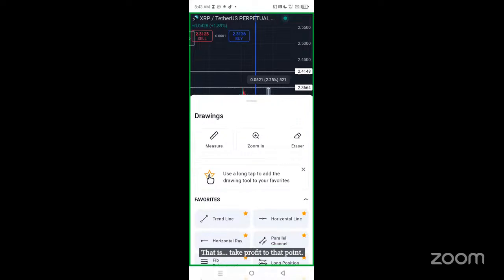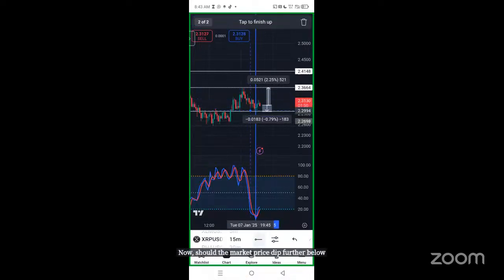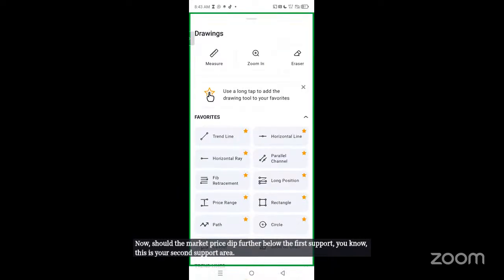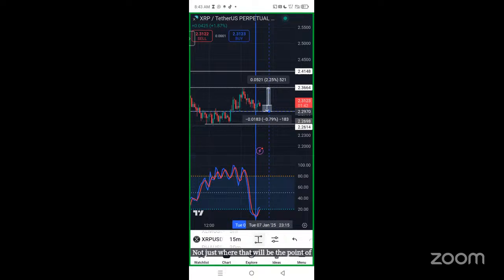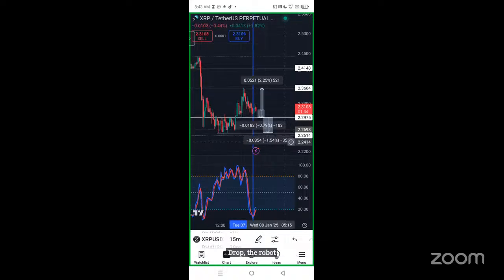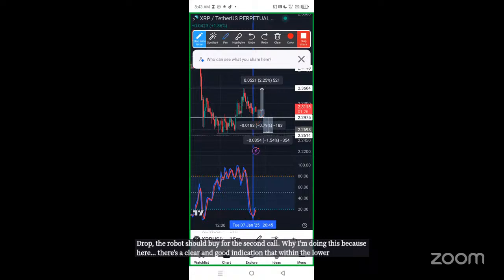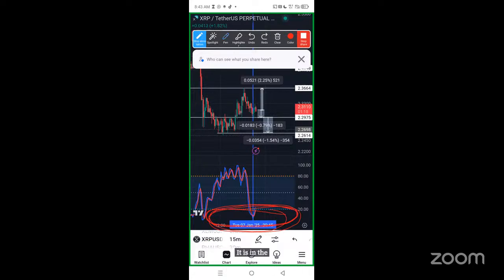Now, should the market price dip further below the first support, this is your second support area. That will be the point where you have another 1.5% drop, and the robot should buy for the second call. Why am I doing this? Because there's a clear and good indication that within the lower time frame, the price of this coin is within the moving averages, in the oversold region, so people are taking chances.